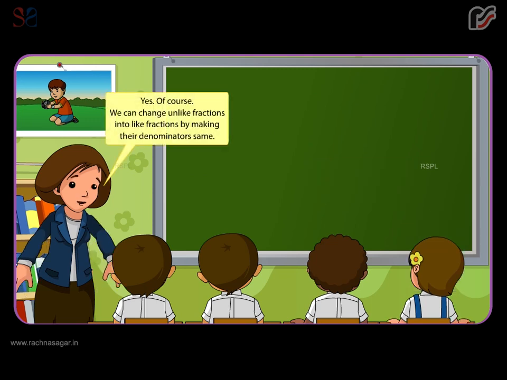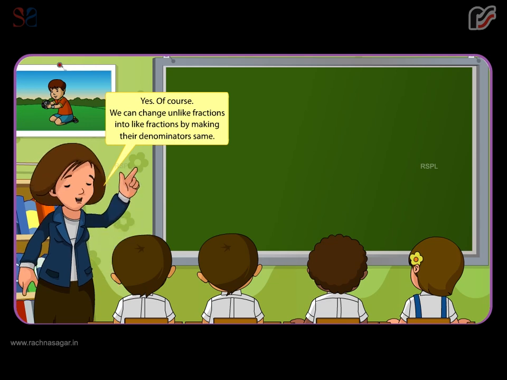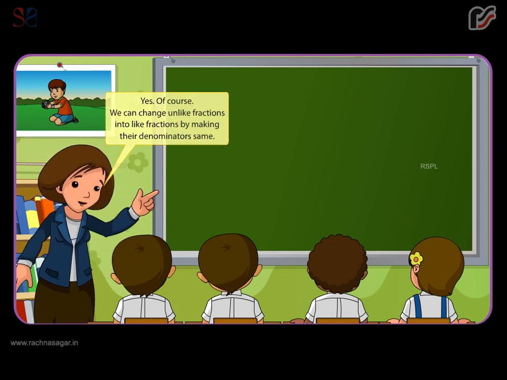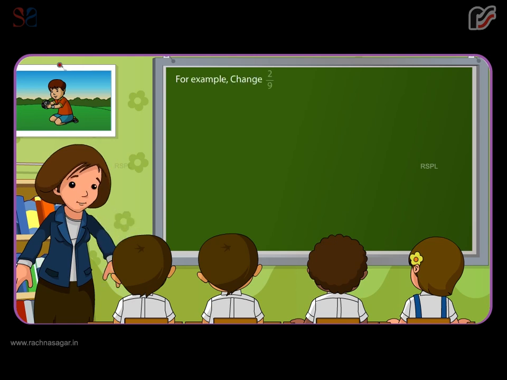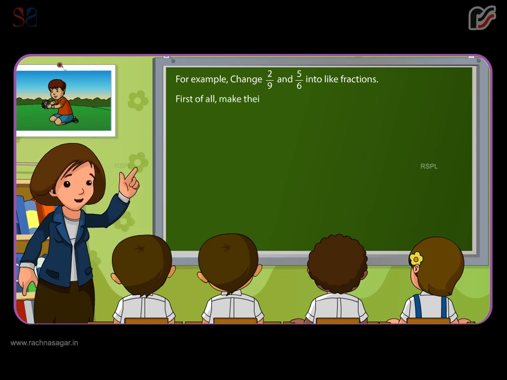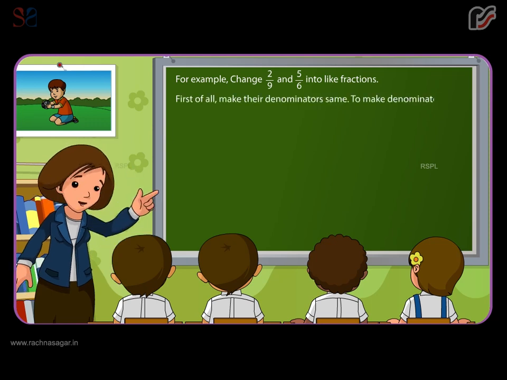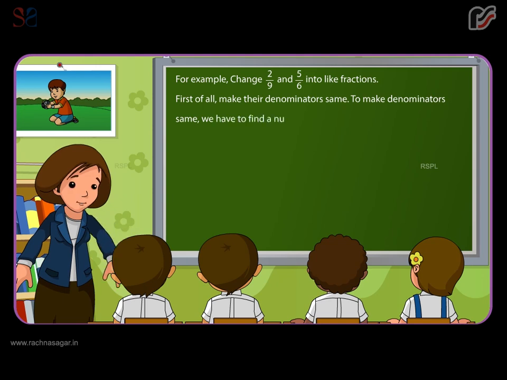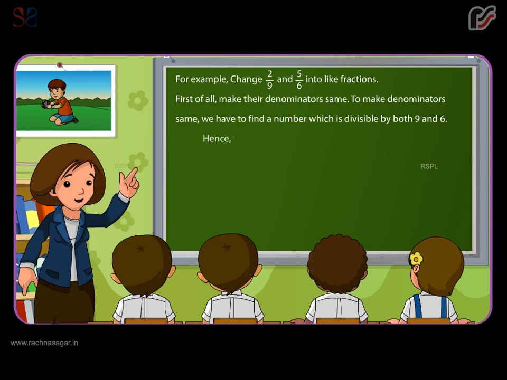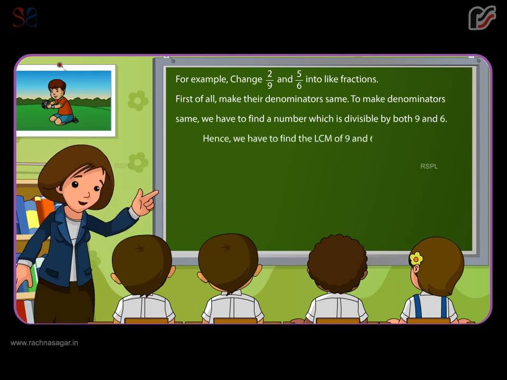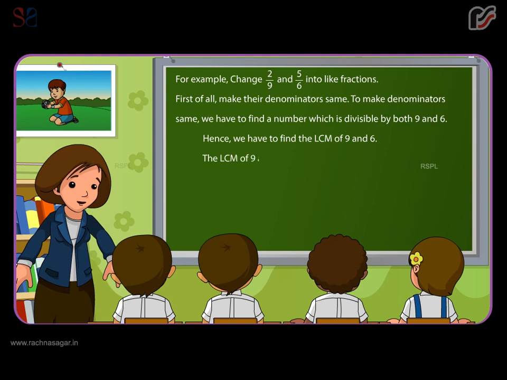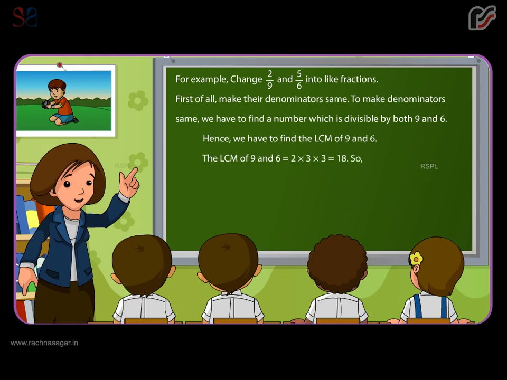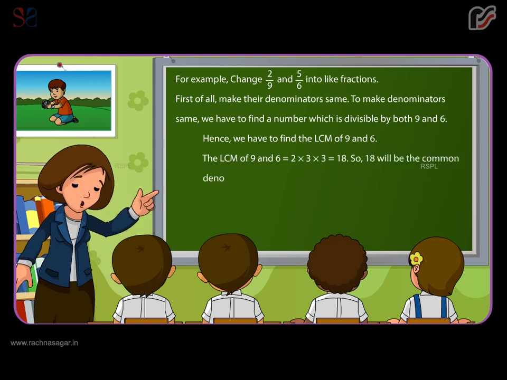Yes, of course. We can change unlike fractions into like fractions by making their denominators the same. For example, change 2/9 and 5/6 into like fractions. First of all, make their denominators the same. To make denominators the same, we have to find a number which is divisible by both 9 and 6. Hence, we have to find the LCM of 9 and 6. The LCM of 9 and 6 is equal to 2 into 3 into 3, which is equal to 18. So, 18 will be the common denominator.